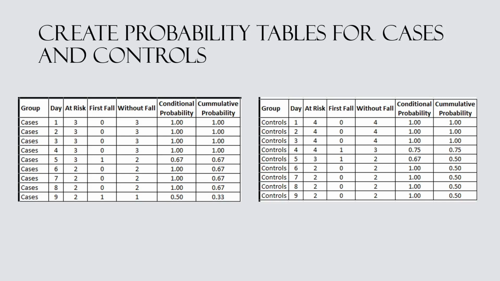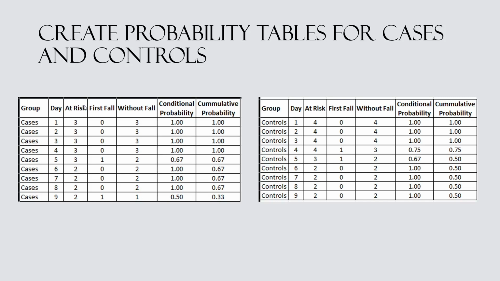The probability tables will have a structure similar to the ones shown in this slide. The first column will be the group. It will be either cases or controls. The next column will be day. It will indicate the day of the experiment. So there will be 9 rows for each of the cases and controls, one for each day of the experiment, 1 through 9.